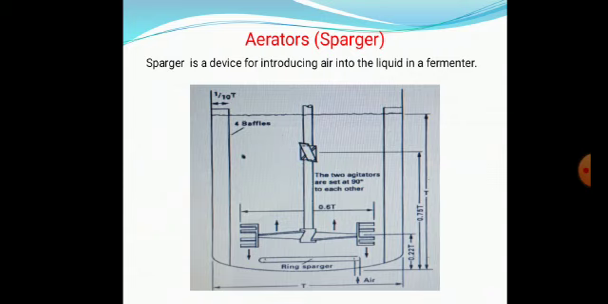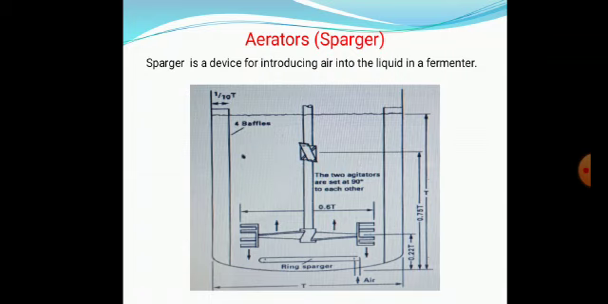In this diagram you can see the topic for today is aerators, also called spargers. You can see the sparger well below. What you can see in the diagram is a cylindrical fermenter. At the bottom, one pipe enters. The arrow mark shows air. This pipe enters into the fermenter at the bottom. It is called a ring sparger. A sparger is a tube through which air is supplied into the fermenter. So air will enter into the fermenter.